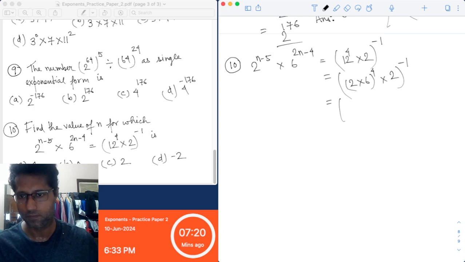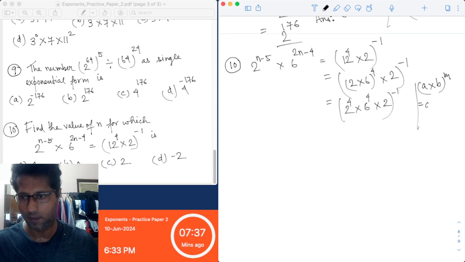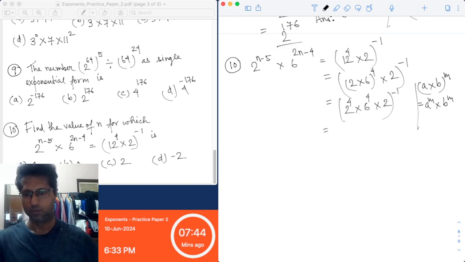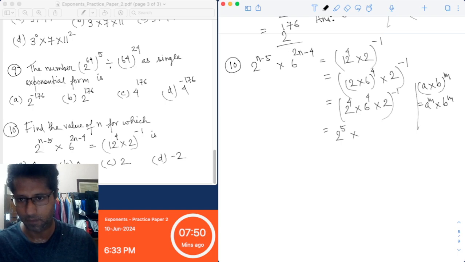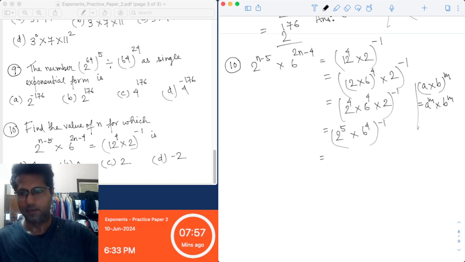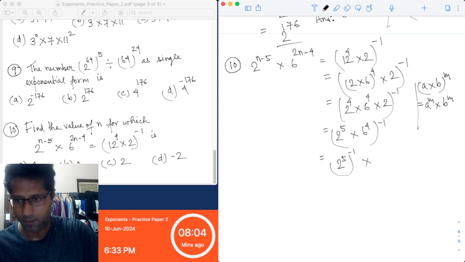We know that this is 2 to the power 4 multiplied by 6 to the power 4, and multiplied by 2, whole to the power minus 1. The concept applied here is a into b whole to the power m is nothing but a to the power m multiplied by b to the power m. So this becomes 2 to the power 4 and 2, so the power adds up. We have 2 to the power 5 multiplied by 6 to the power 4, and this is whole to the power minus 1. Now we can say that this is 2 to the power 5 whole to the power minus 1 multiplied by 6 to the power 4 whole to the power minus 1.